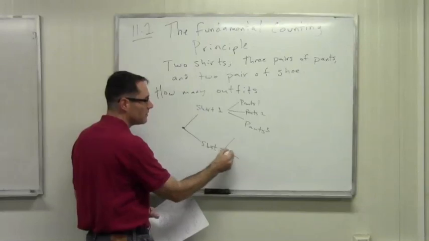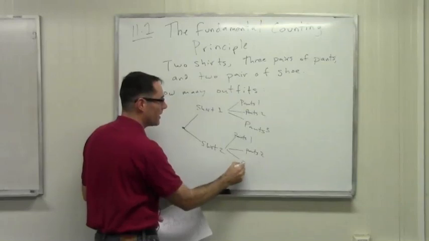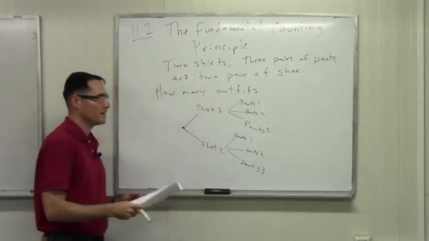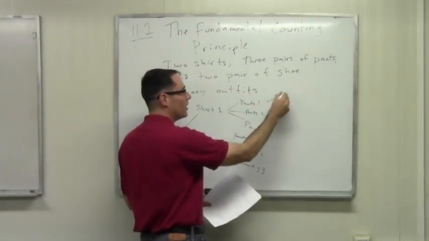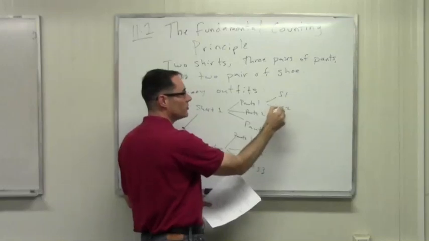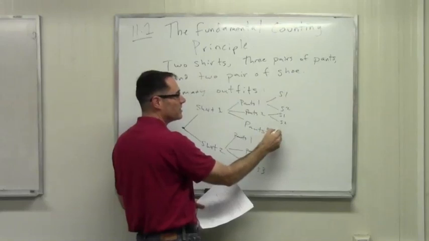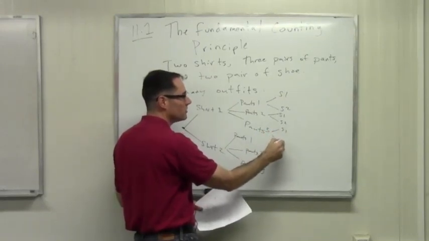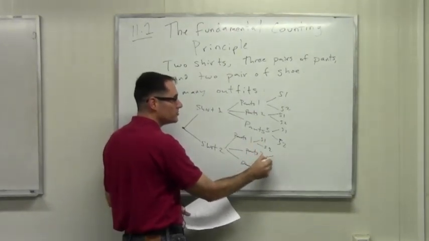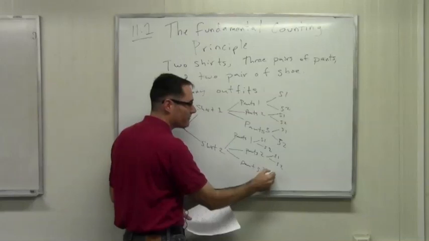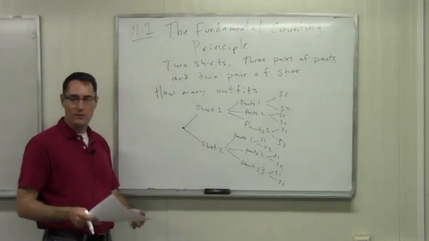So far, so good? Right? If you are wearing pants one, you can wear pair of shoes one or pair of shoes two. I'll just abbreviate. Pants two, same thing, shoes one or shoes two. Pants three, shoes one or shoes two. Pants one down here, shoes one, shoes two, and so on, and finally, shoes one and shoes two. Any other combinations that you can think of?